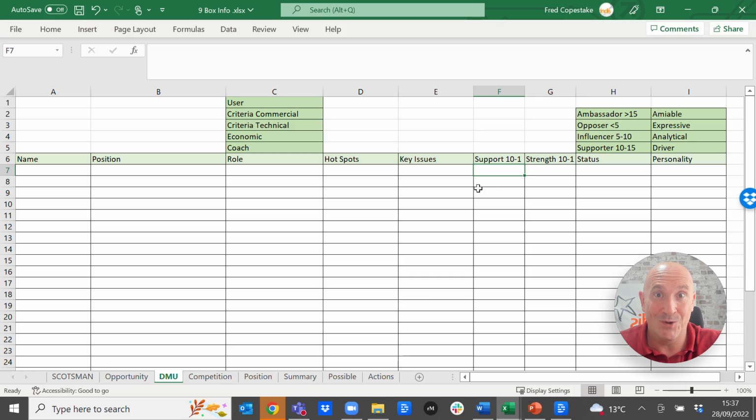And then think of what's the strength of the influence that they have. So would they be someone that's considered quite powerful? Is it someone who, when they say something, it's likely to go? Or is it somebody that doesn't have as much sway? These two numbers and thinking about what they are really start to help us decide whether somebody is an ambassador for this. Are they representing us in the company?